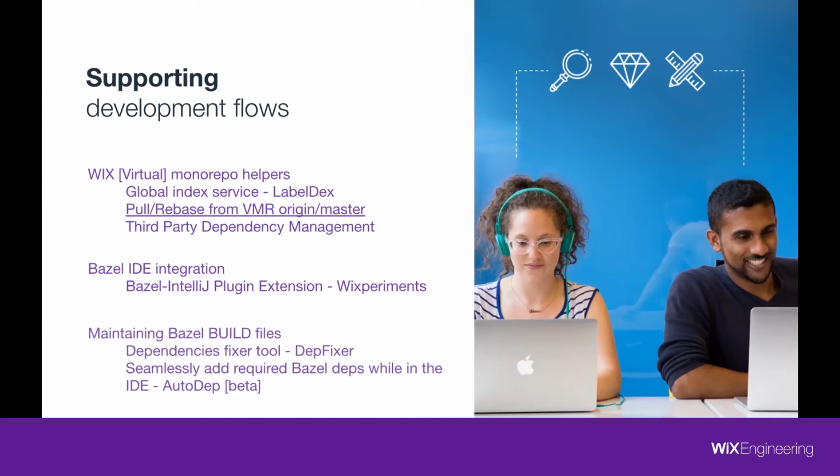In the context of maintaining Bazel build files, in order to mitigate the need to have developers maintaining build files manually on their own, we've introduced several tools to ease that pain. DevFixer is one of them. It's a dependency fixer tool. It adds missing dependencies the compiler requires to the relevant build file without any manual intervention. AutoDep is another feature designed for that, helping the developer while coding in the IDE. When adding a source dependency to your code, AutoDep will seamlessly resolve the required Bazel target and add the missing dependency on the fly to the relevant Bazel build file, without any user intervention, saving the developers from having to do that manually.